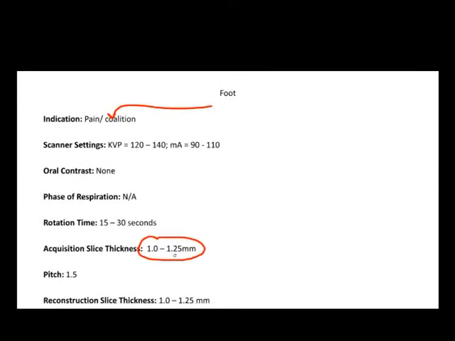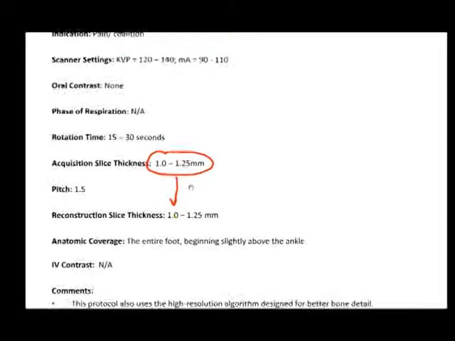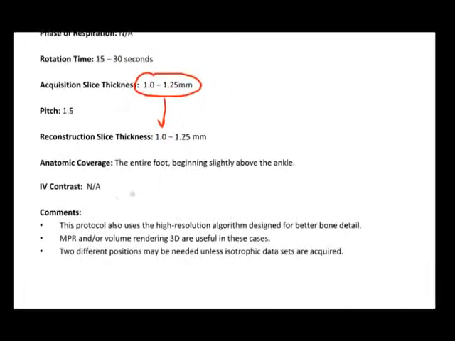Acquisition slice thickness is going to be 1.0 to 1.25, and we're going to reconstruct it at this interval as well, because we're dealing with such a small portion of the anatomy. A pitch is 1.5. The real key here is the anatomic coverage. The entire foot beginning slightly above the ankle. And so you want to begin above the ankle and go all the way through the foot.